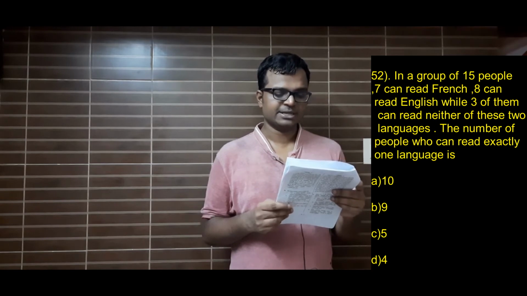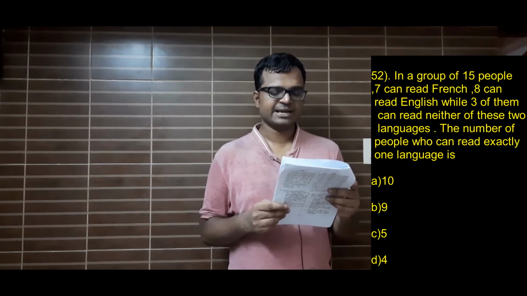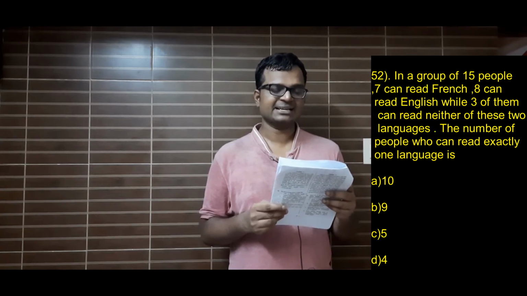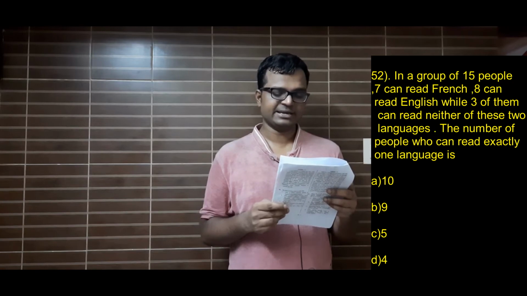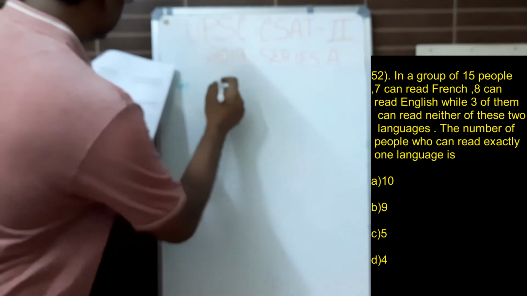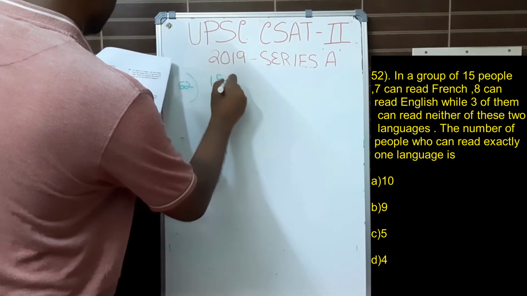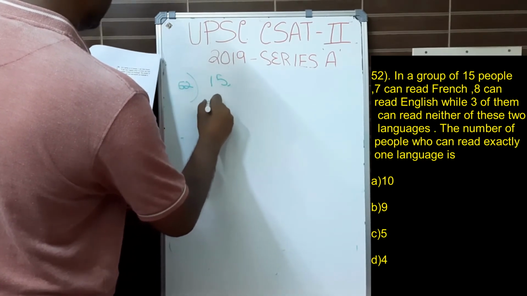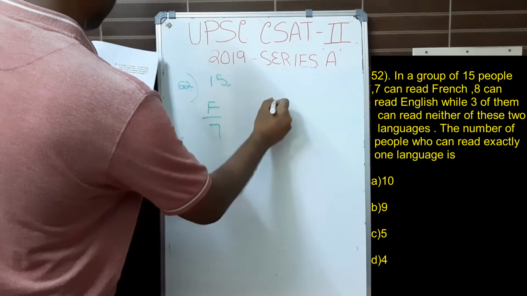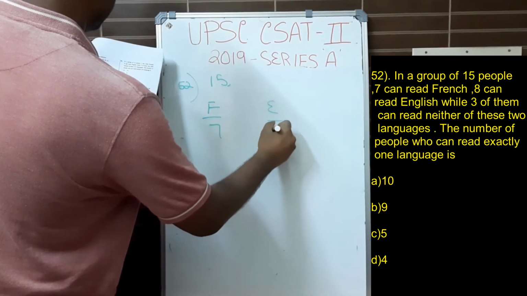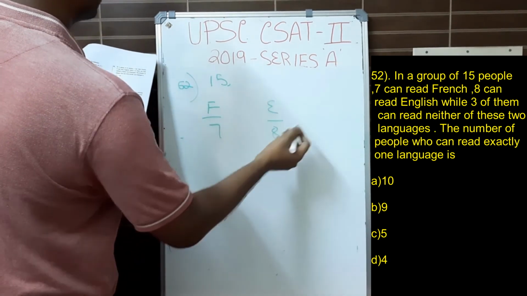Question number 52, we have in a group of 15 people, 7 can read French, 8 can read English, while 3 of them can read neither of these two languages. The number of people who can read exactly one language is A 10, B 9, C 5 or D 4. In the 52nd question, they are saying there are 15 people and 7 can read French and 8 can read English, while 3 of them can read neither of the two languages.